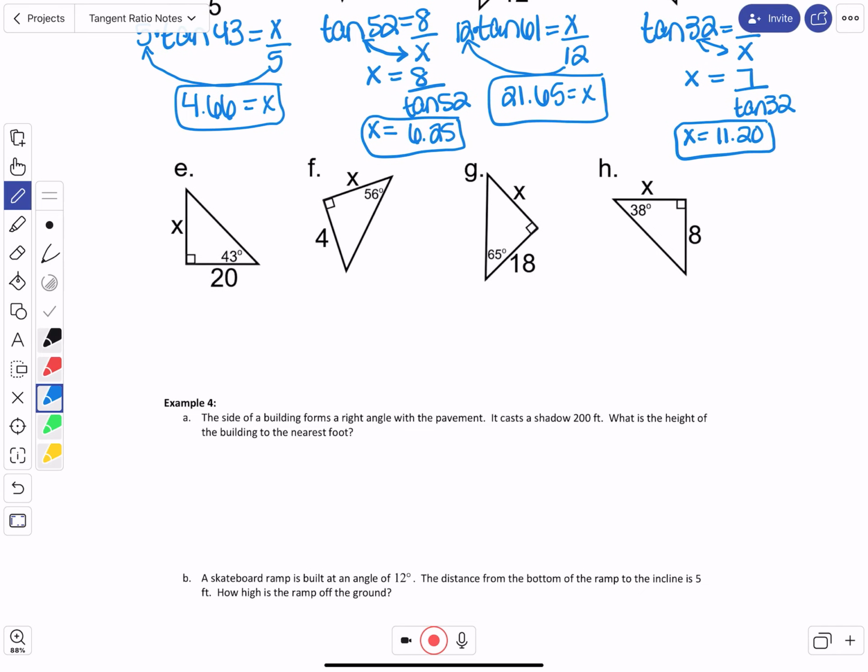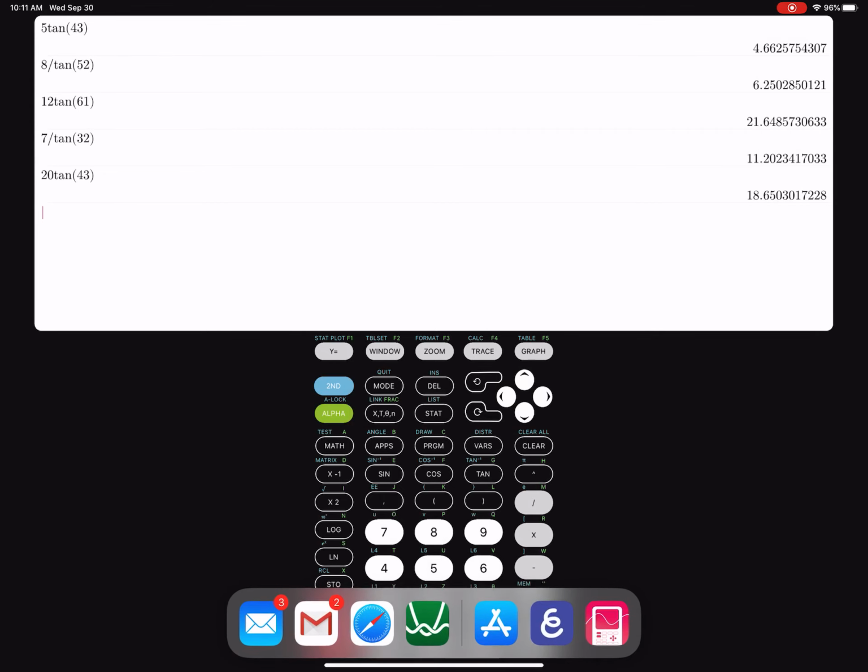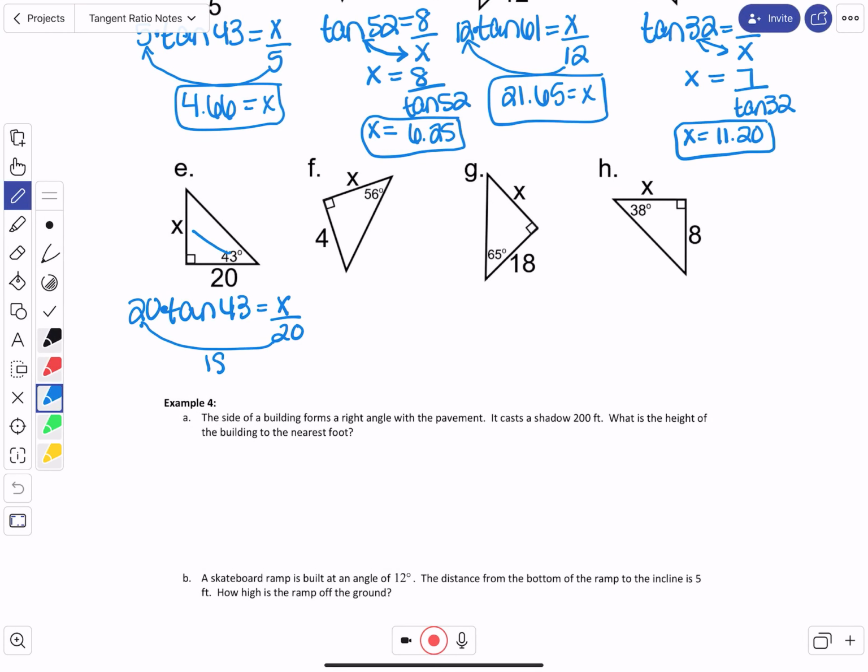Okay, so for this one, tangent of 43, your opposite is x over 20. Since 20 is on the bottom, it goes up and over, and you do 20 times tangent of 43. So 20 times tangent of 43, and we get 18.65. So 18.65 equals x.